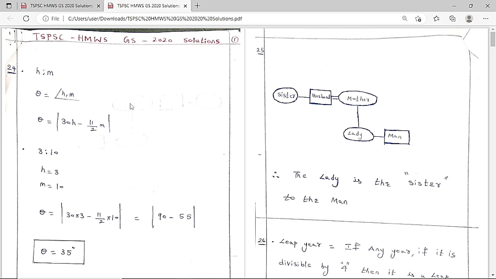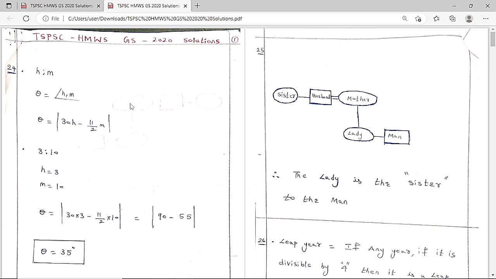Theta is equal to the modulus of 30h minus 11 by 2 into m. This formula you always have to keep in mind. So theta, the angle between the hour hand as well as the minute hand, is equal to the modulus of 30h minus 11 by 2 into m.